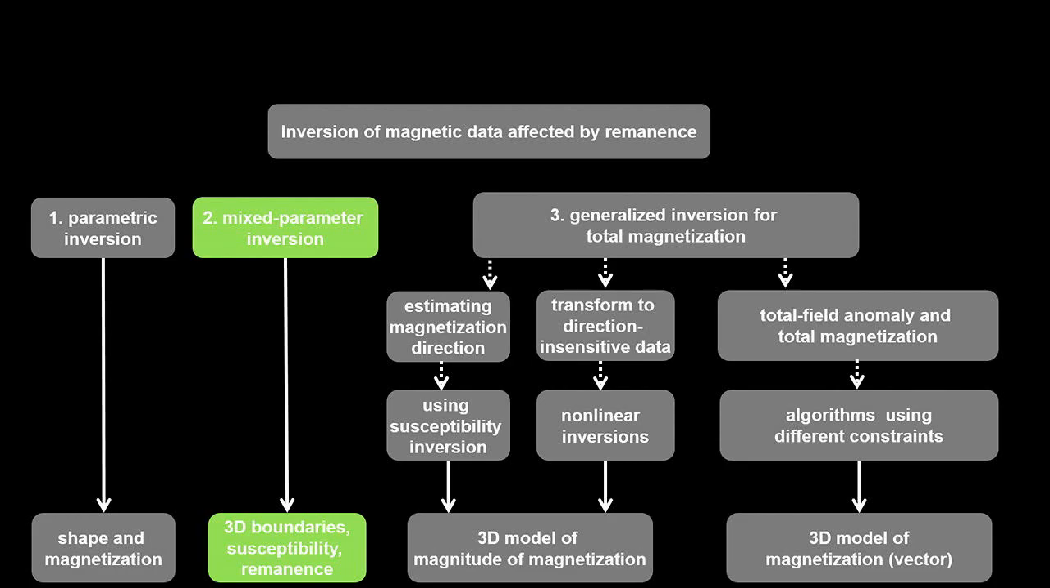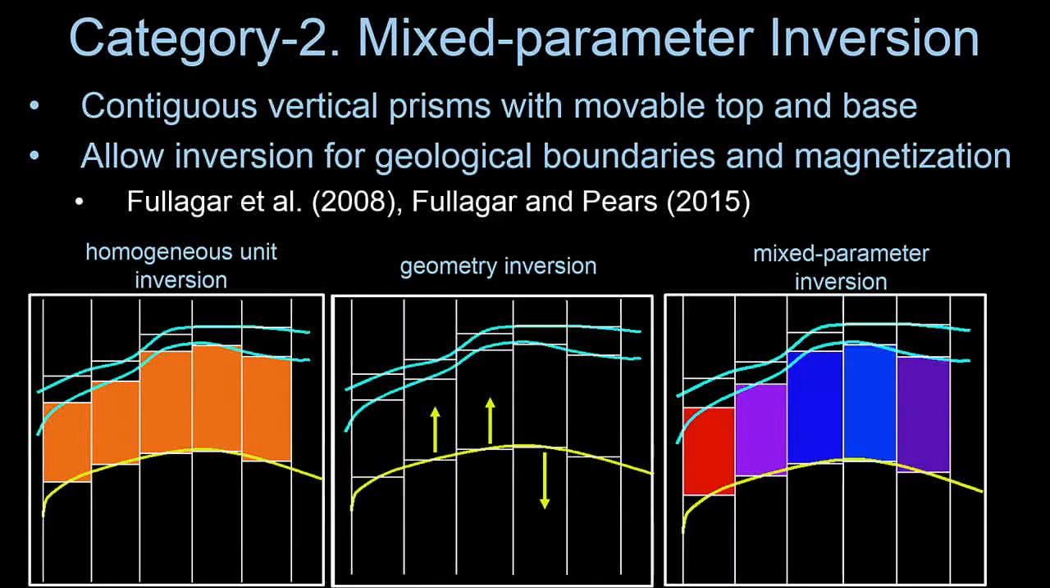We're looking for geometry and physical property. So in this case, the unique work done by Peter sitting here, and Galen earlier spoke on a similar subject. Basically, you have an assemblage of vertical prisms with movable top and base. So you have partial recovery of the boundary, whereas the horizontal division is fixed. Then you look for the magnetization and the susceptibility, other properties. So in this particular context, the third panel on your right would be the one that we're dealing with.